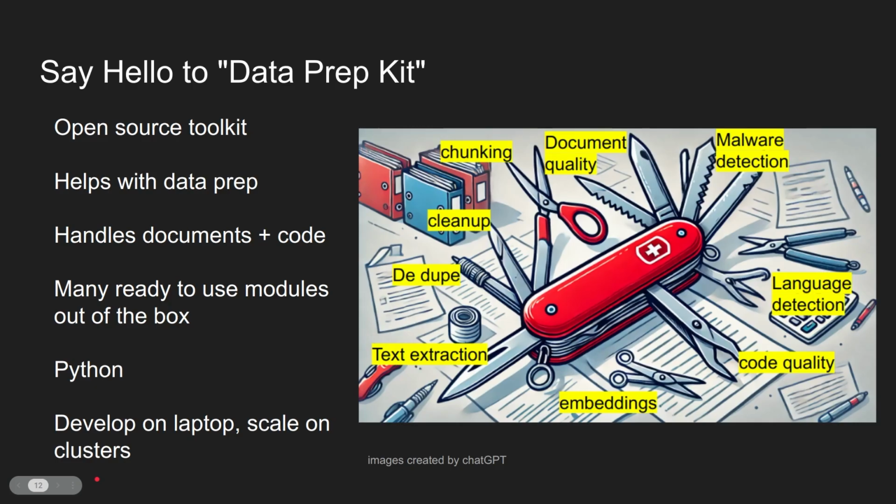So I like to think about data prep kit like a Swiss Army knife that has all these little tools built in. So for example, if you want to extract data from, say, PDFs, there's a module for that. If you want to do dedupe, there's a module for that. Doing some common data cleanups, yes, it has a module for that. So it's an open source toolkit. It can handle both documents and code, and it's a Python module. And it's in Python, so you can start developing on your laptop right away.